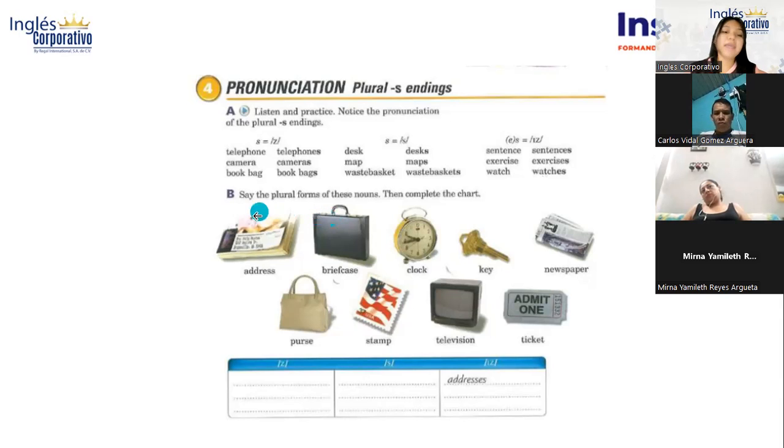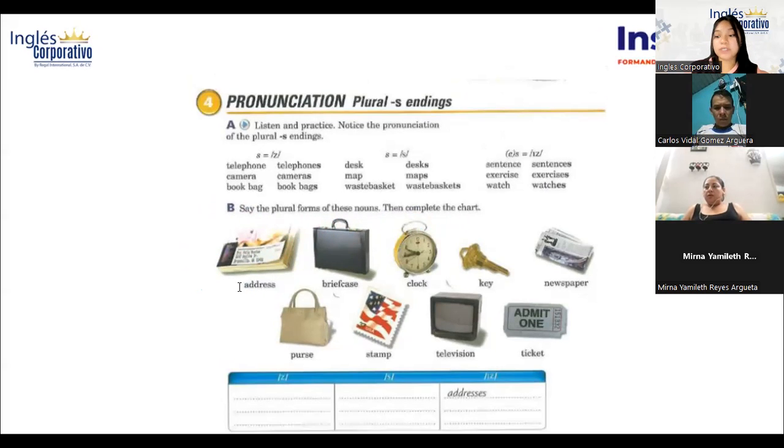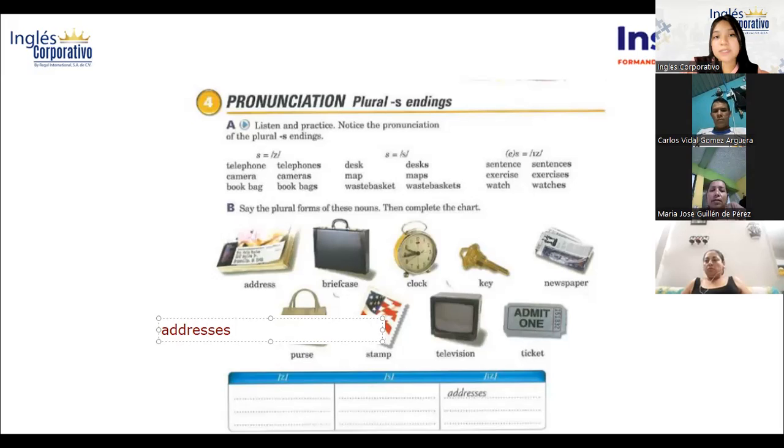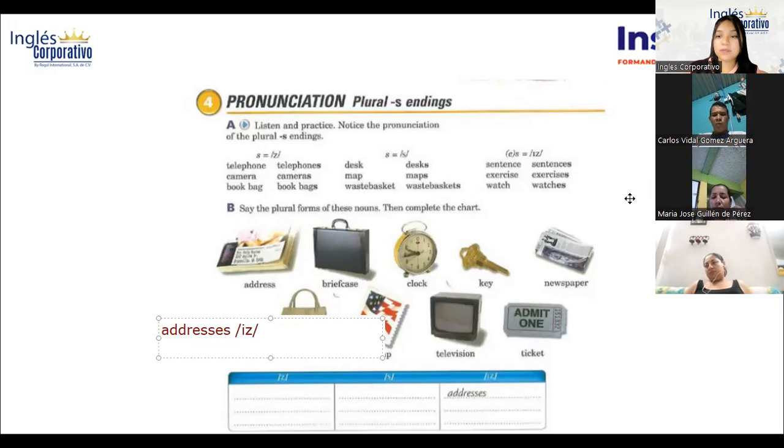Bien. Then it says, we need to say the plural forms of these nouns. Then we need to complete the chart. Okay, which is the plural? ¿Cuál es el plural? Which one is the plural of address? A ver. ¿Cuál es el plural of this one? Addresses. Yes, porque recuerde que este es así, ¿eh? Addresses. ¿Ya? Yeah.